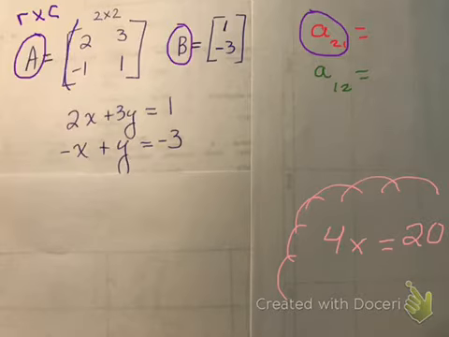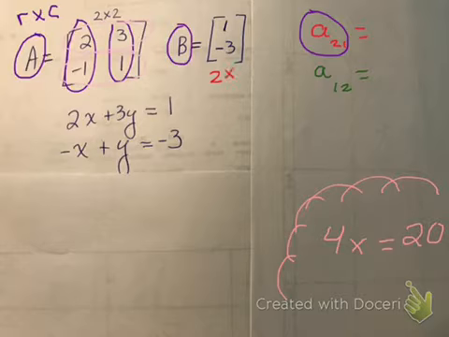So this is a column, and that's a column, and this is a row, and that is a row. So this is a 2 by 2. Now matrix B is a 2 by 1, not a 1 by 2, but a 2 by 1, because there are 2 rows and only 1 column. So think about columns are vertical and rows are horizontal, all right?